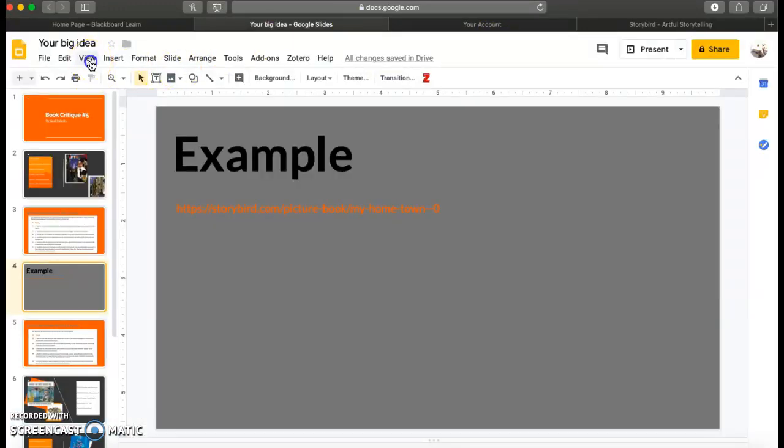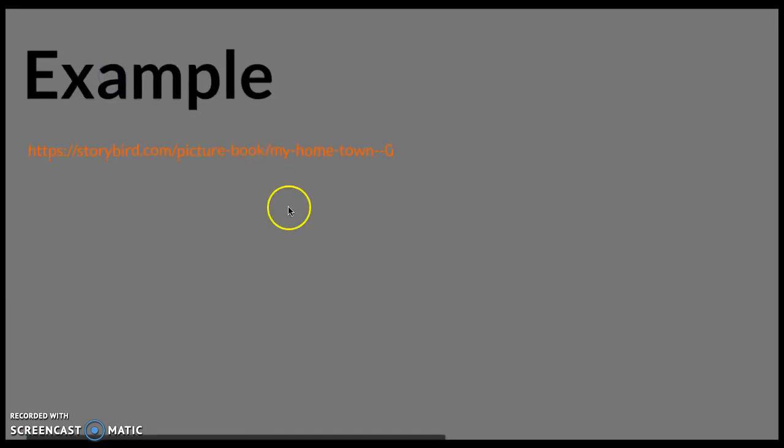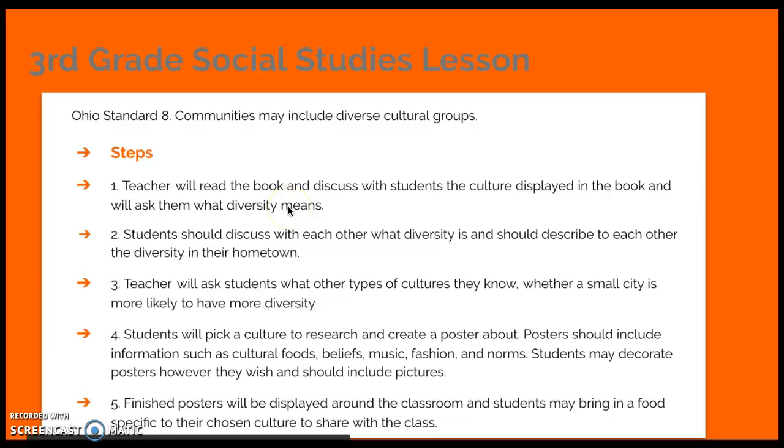The second lesson that I made for this book is a 3rd grade social studies lesson, and in this lesson students are going to learn about different cultures. And first the teacher will read the book and discuss with the students the culture displayed in the book, and then the teacher will ask what the students think diversity means.